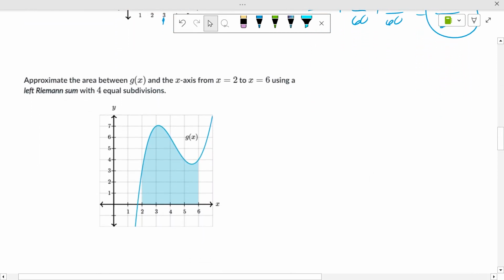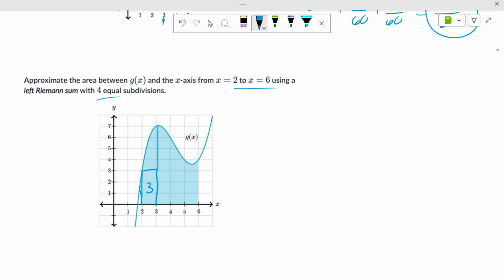Let's find the left Riemann sum for this one. Now this one, you're going to say, why are we doing this? Because it's not even close to the answer. Because we use a left Riemann sum. If we go up until we hit the function, it is right here at 3. So 4 equal subdivisions from 2 to 6. Each one of these is 1. So 1 times 3, that has an area of 3. We go up to here and hit it. One times 7 is 7.